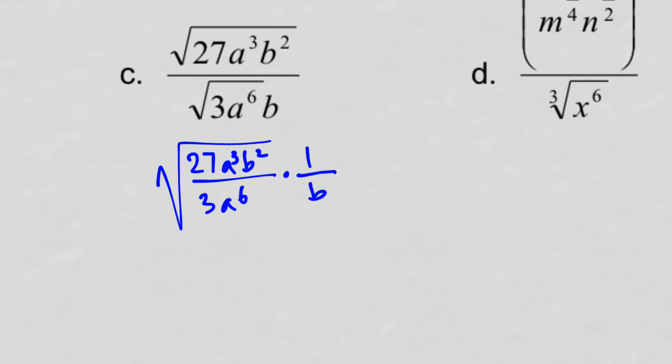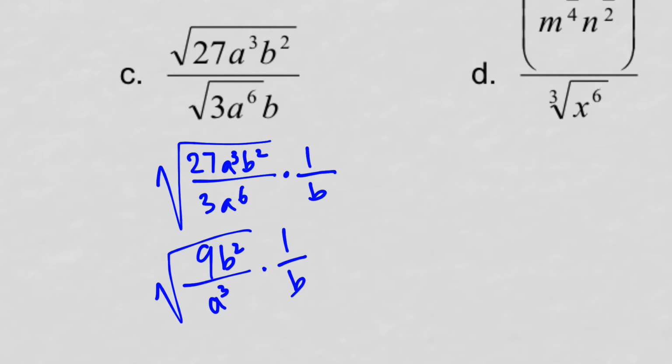27 divided by 3 is just 9. A cubed over a to the 6, ooh, that's going to be a fraction here, isn't it? A cubed over a to the 6. Remember the subtraction method, that's 3 minus 6, that's negative 3. But since it's negative, it goes down to the denominator. It's a cubed. B squared, there's no other b, so it just stays up there. And let's not forget the radical. 1 over b.